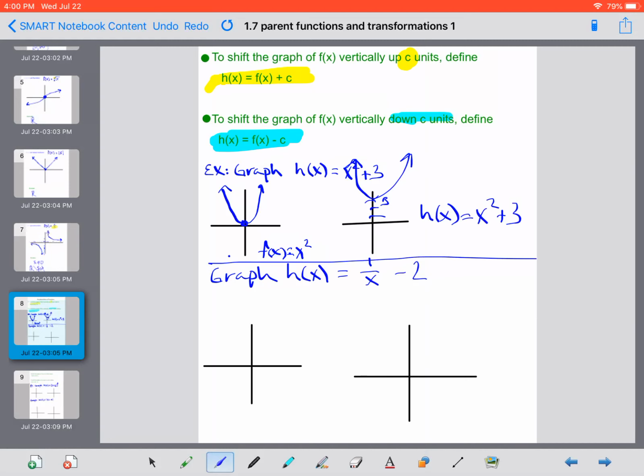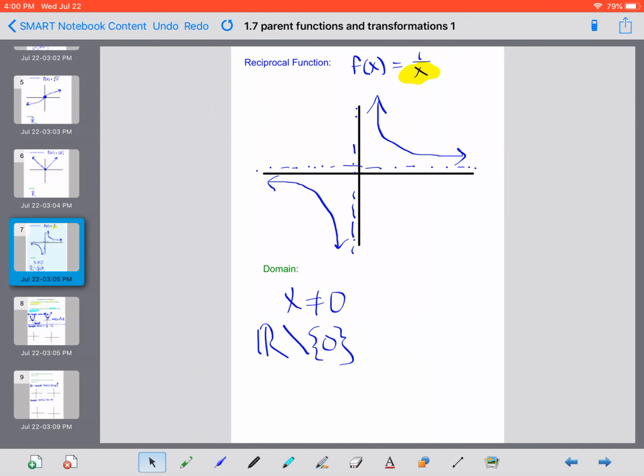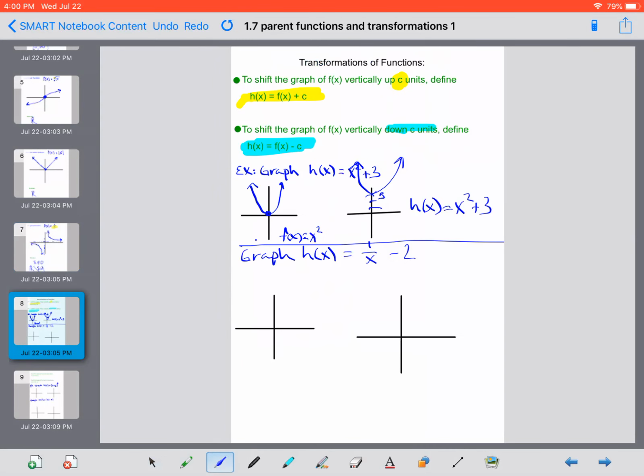If we wanted to graph the function h of x, which is 1 over x minus 2, remember, 1 over x looks like this on its own. We saw that 1 over x was this reciprocal function that looks like this. So I'm going to start by letting f of x be that reciprocal function, 1 over x, that I already know what it looks like. This sort of roughly L-shaped thing.